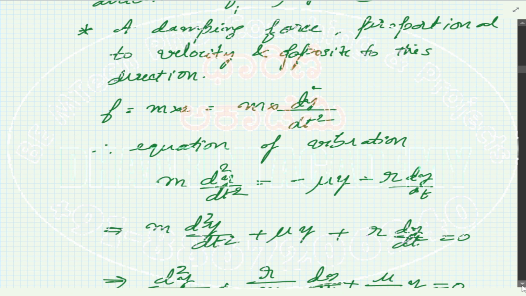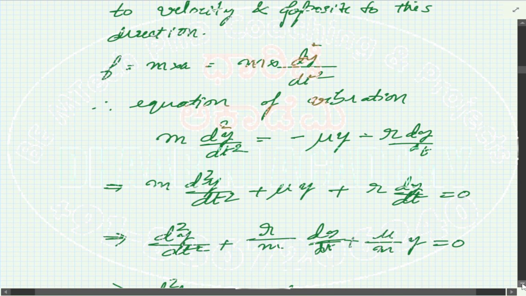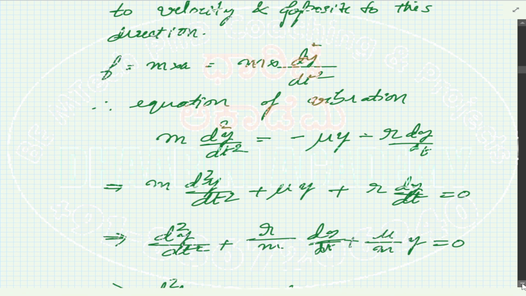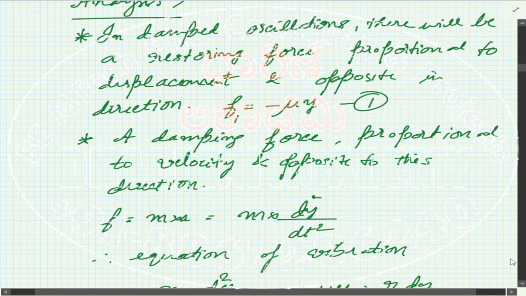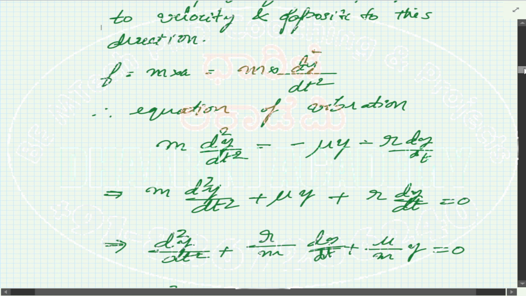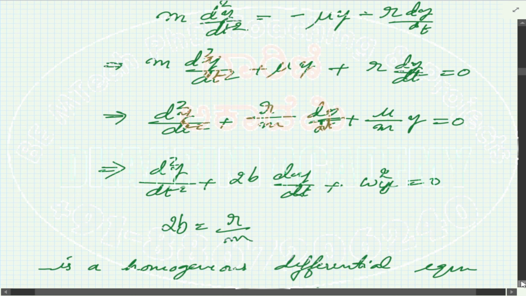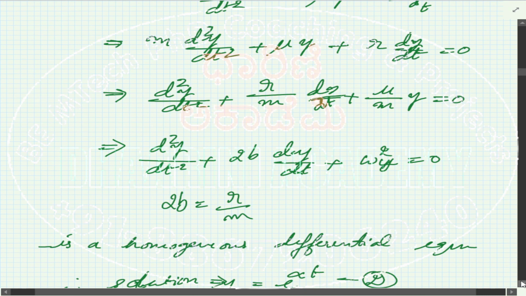In the next step, I divide the equation by m. So I get d square y by dt square plus r by m into dy by dt plus mu by m into y equal to 0. Once again, if we look at this equation carefully, we understand that this is a second order differential equation, and a second order differential equation can always be solved using the standard method.